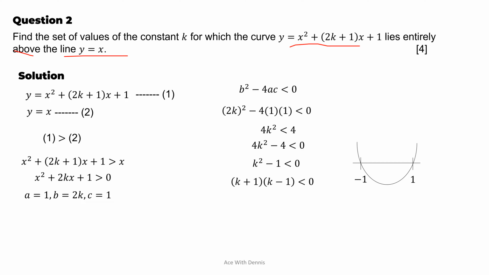This is a smiley face and it is less than 0. So the graph will be below the x-axis, which is this region. Then from here, we can determine that the range of k will be from -1 to 1. And hence, this is the answer.